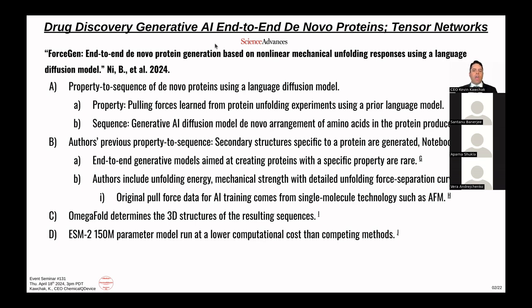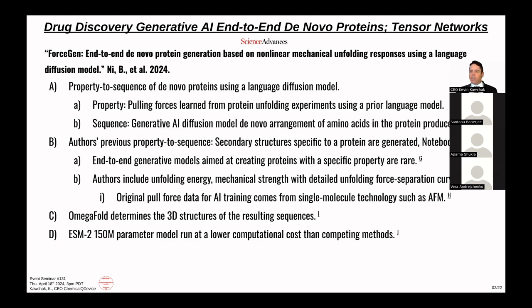So basically, there are notebooks up for the previous paper, secondary structures. There's a Python notebook for the mechanical stretching end to end. It's probably the longest notebook I've dealt with thus far. And so you can also get unfolding energy, mechanical strength. And the big thing is this unfolding force separation curve, which they'll show, and then I'll show again with the generated proteins that I was able to do.